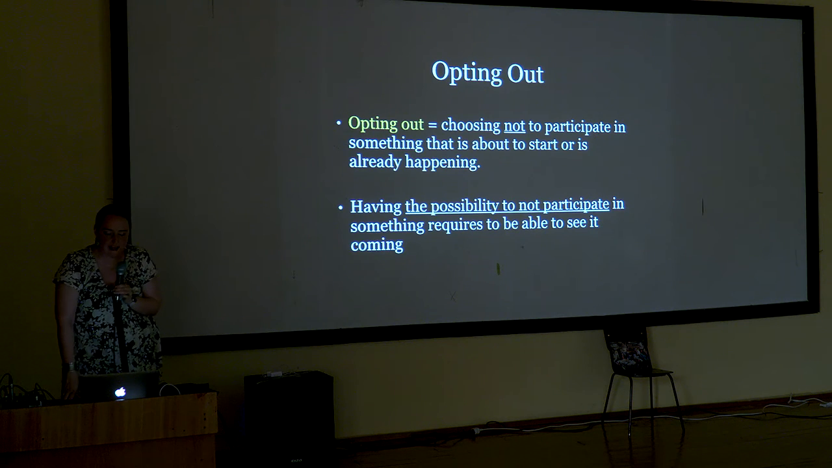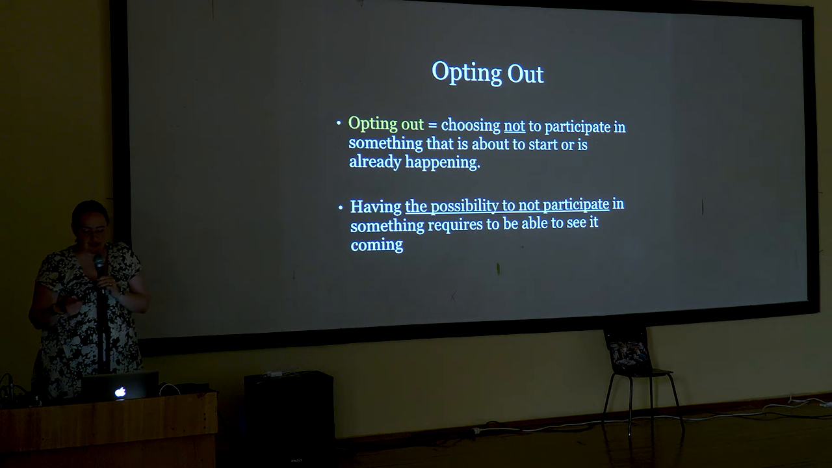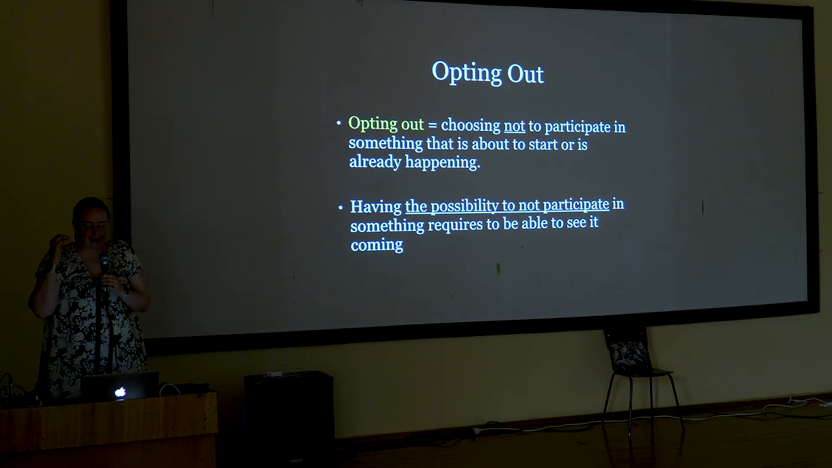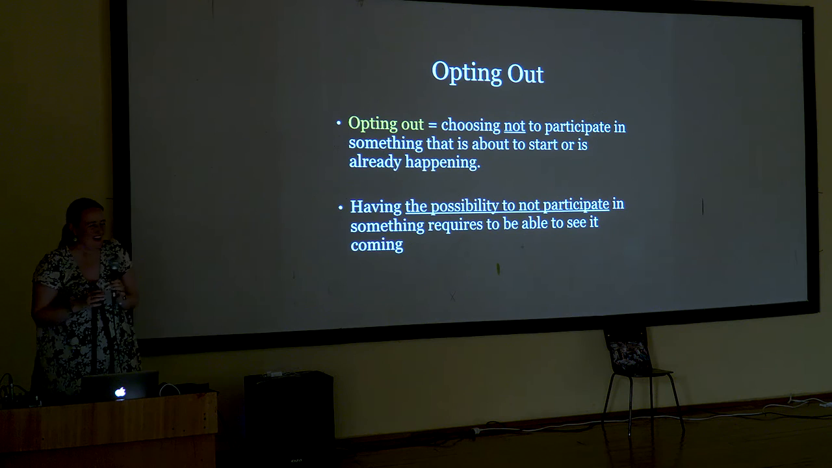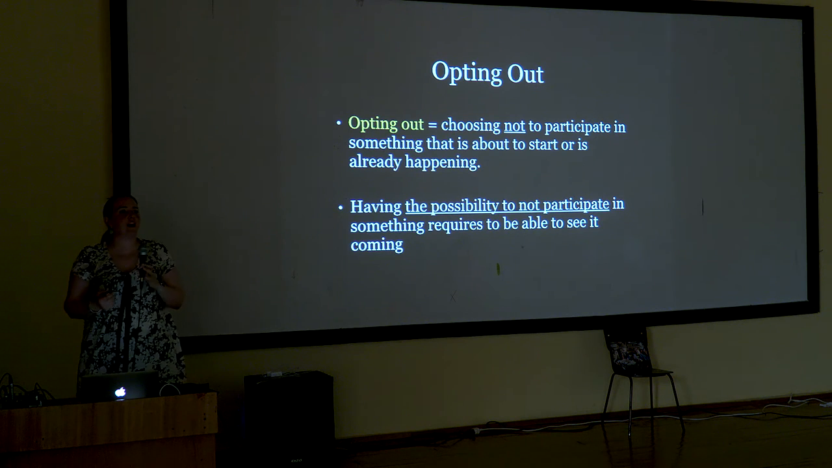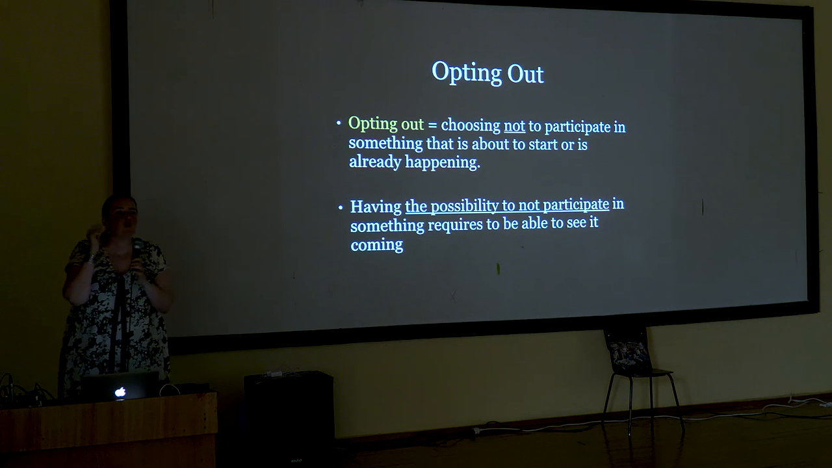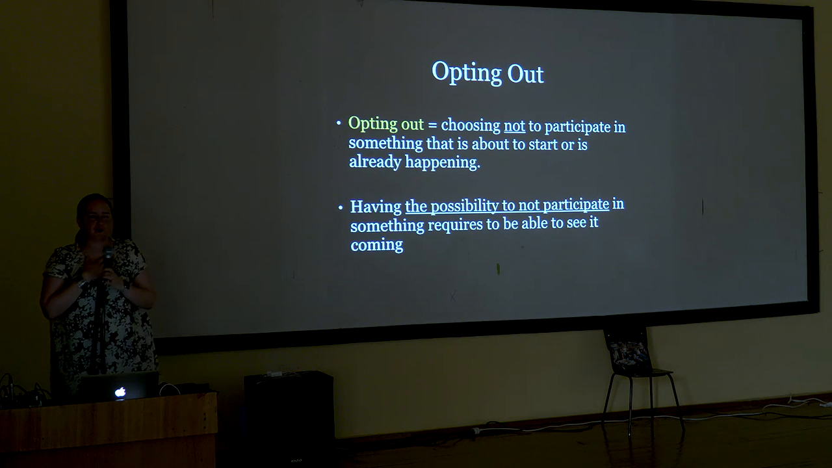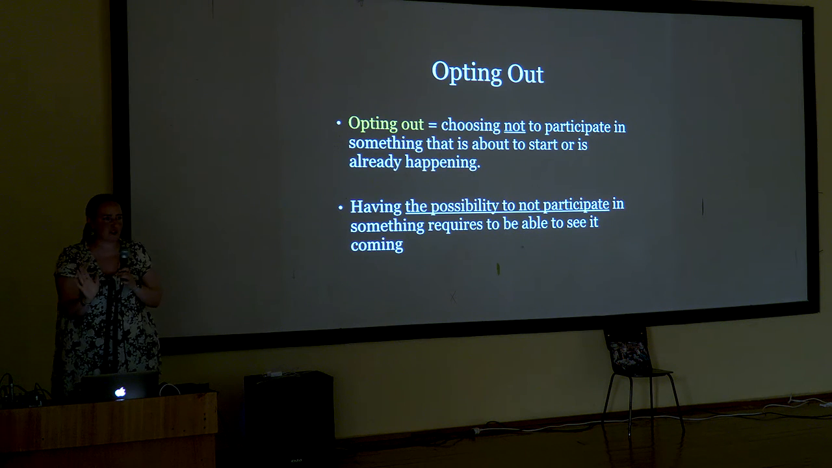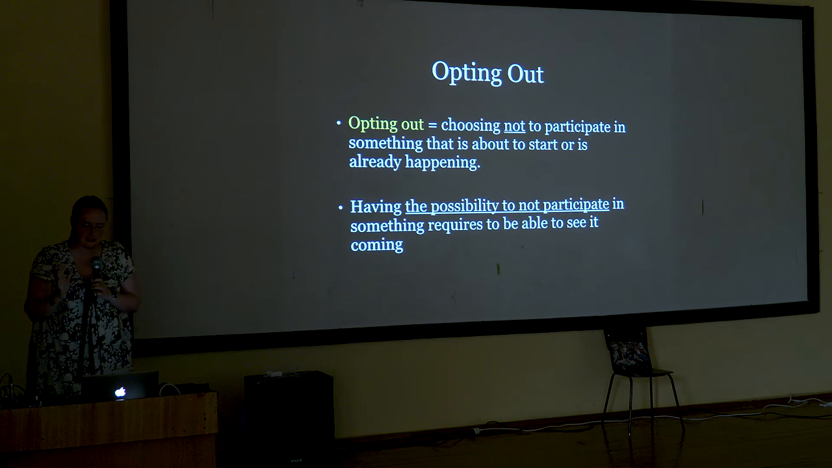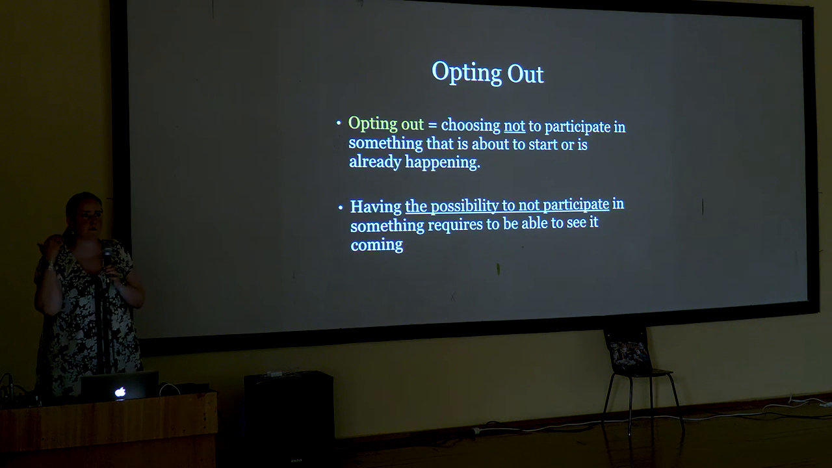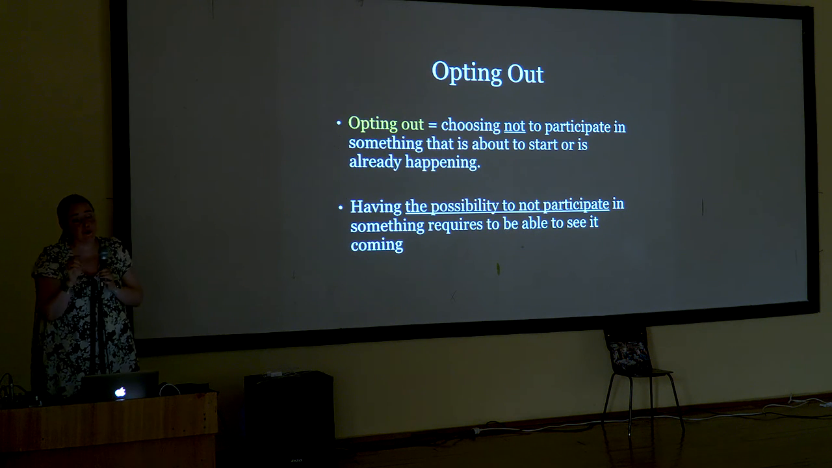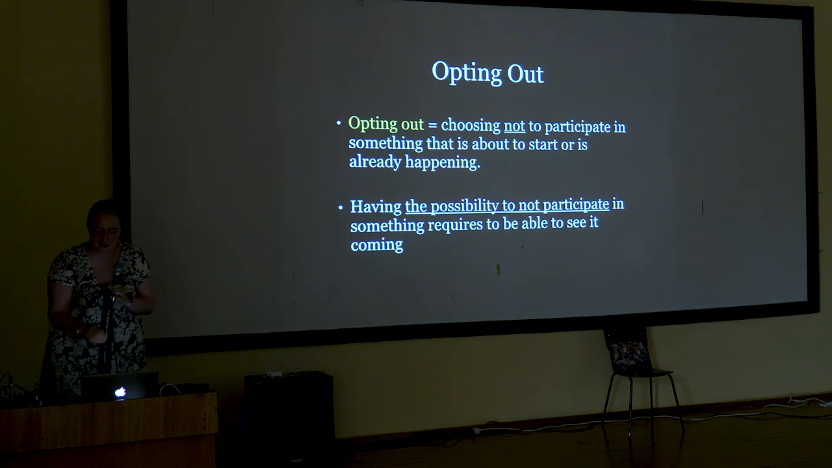So opting out is the opposite: choosing not to participate in something that is about to start or is already happening. And to have the possibility to not participate in something requires being able to see it coming. So if you are making a LARP about vampires and it's possible to decide not to be bitten, then you also have to have a rule that you can't sneak up on people from behind and bite them in the neck, because then I don't have the opportunity to decide to not be bitten by that person. This is unfortunately a system that I designed that was broken because I had forgotten that it is also possible to approach people from behind. Sometimes we forget obvious things, and this is why it's very important when you design something to ask a friend to look at it and tell you all the obvious things that you have forgotten.